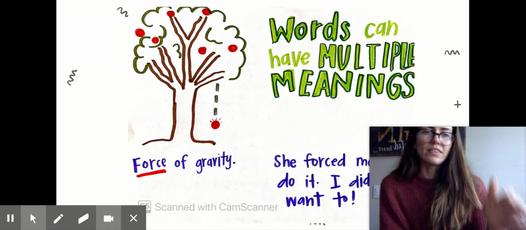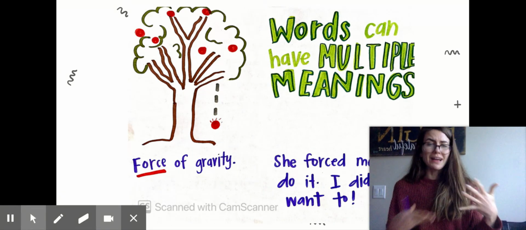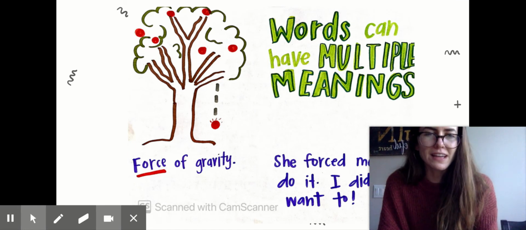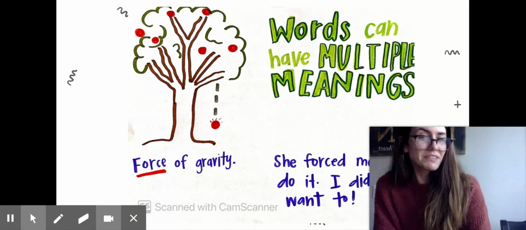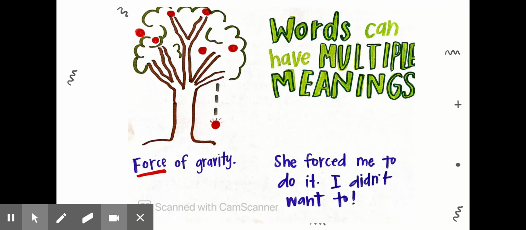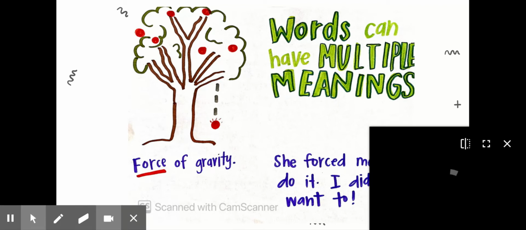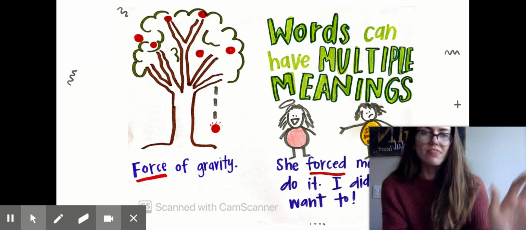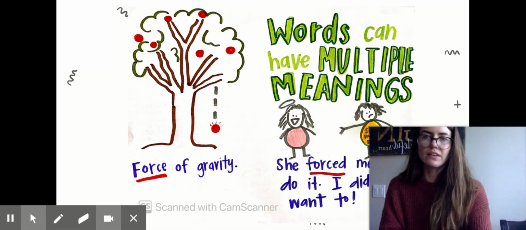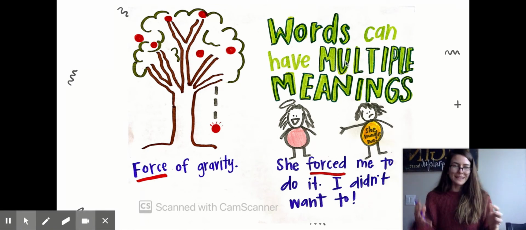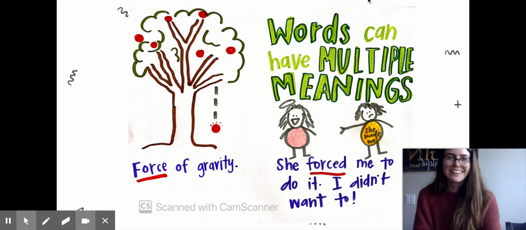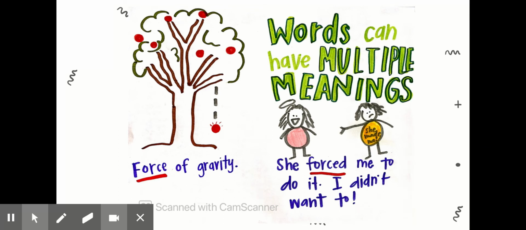But this other example says, she forced me to do it. I didn't want to. And we see here that force means something different. So the word force might mean to make someone do something, right? In this example, you can see that there is some blame going on here. So that's an example of words that have multiple meanings. So if you realize the word is being used to mean something different than how you know it, you'll want to apply strategies as if the word is brand new to you, even though you already know one meaning.